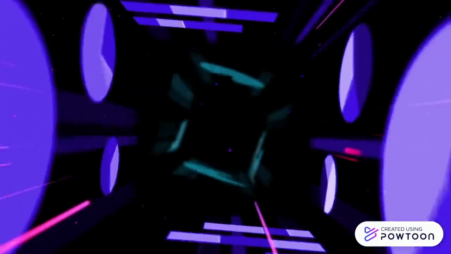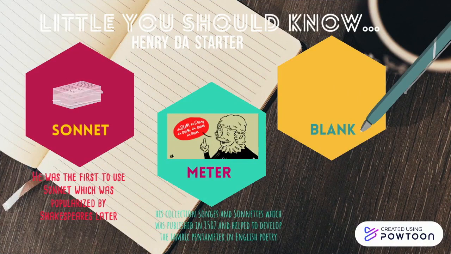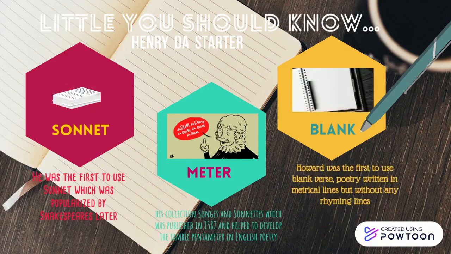Moving on to his contribution to the art of poetry, he was the first person to use the sonnet in his work, which was later popularized by Shakespeare. In 1587, his work Songs and Sonnets contributed the idea of iambic pentameter to English poetry. It was also the first to put blank verse to use, which is metrical but has no rhyming lines.